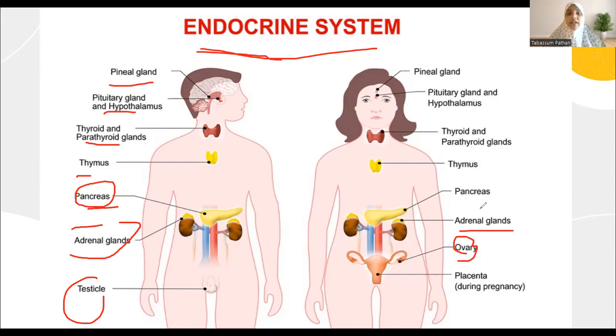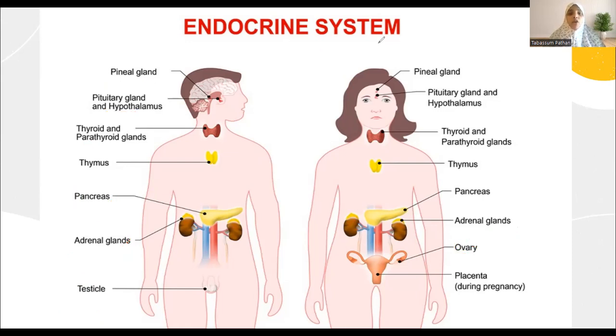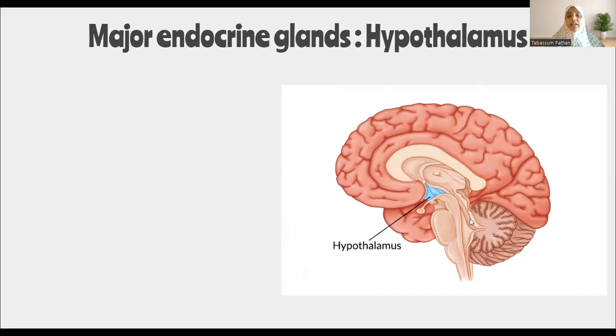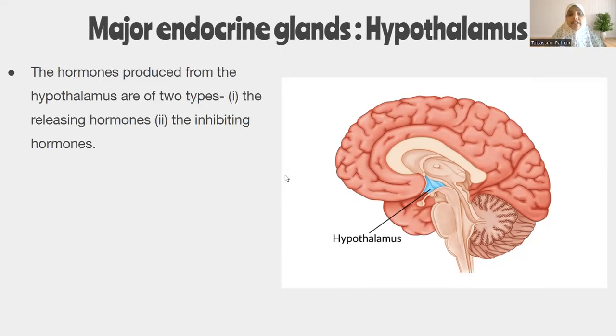Then you have the adrenal glands, pancreas, thymus, and all that. So let's begin. We are going to take all these glands one by one, beginning with the hypothalamus. Now, in the first part of the chapter, we discussed the structure of the hypothalamus. If you see the diagram over here, this is the hypothalamus, and from the hypothalamus various types of hormones are secreted.